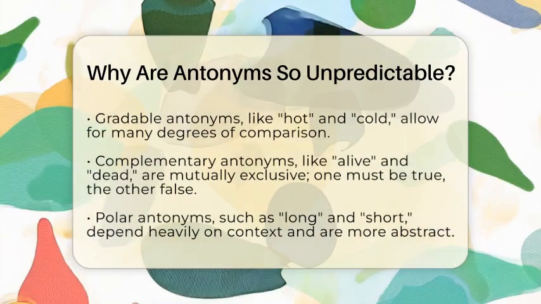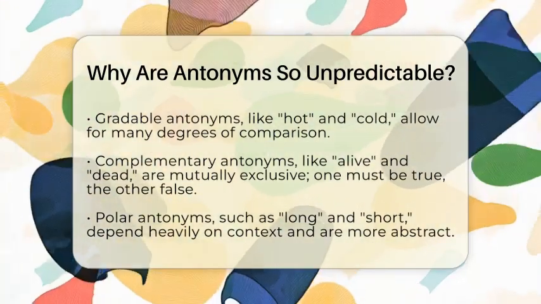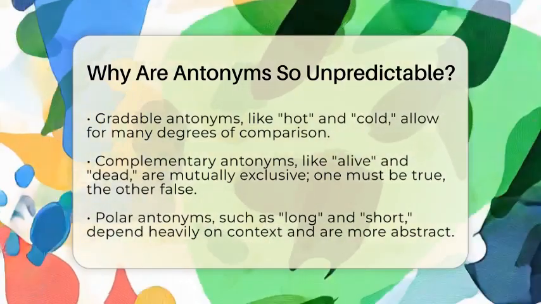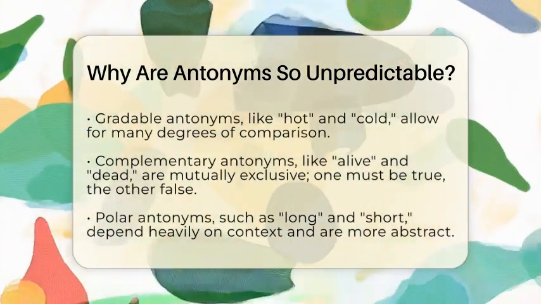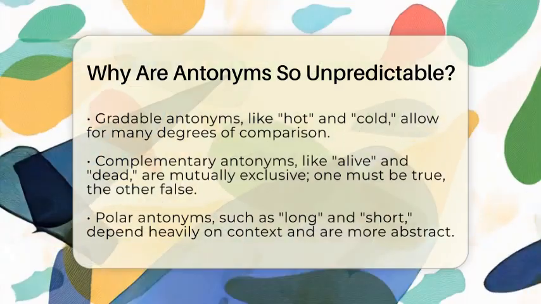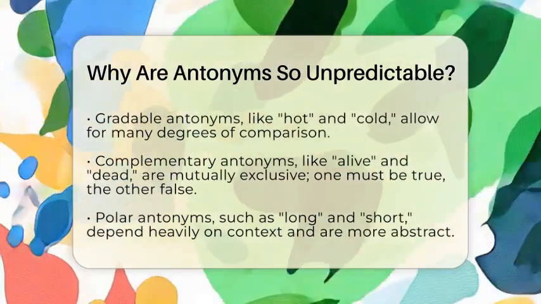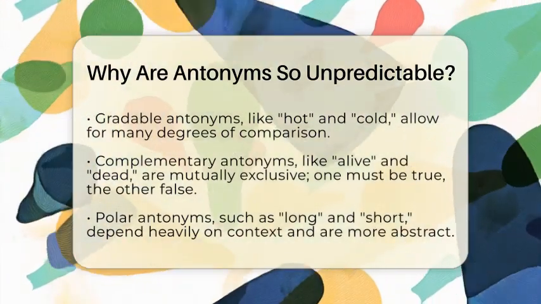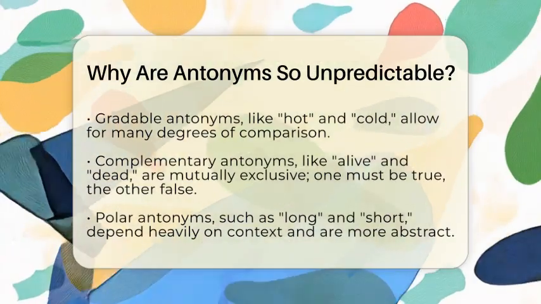The second type is complementary antonyms, like alive and dead. When one is true, the other must be false. These are easier to predict because something can't be both at the same time. The third type is polar antonyms, such as long and short. These are more abstract and depend on the context, which makes their relationship less straightforward.